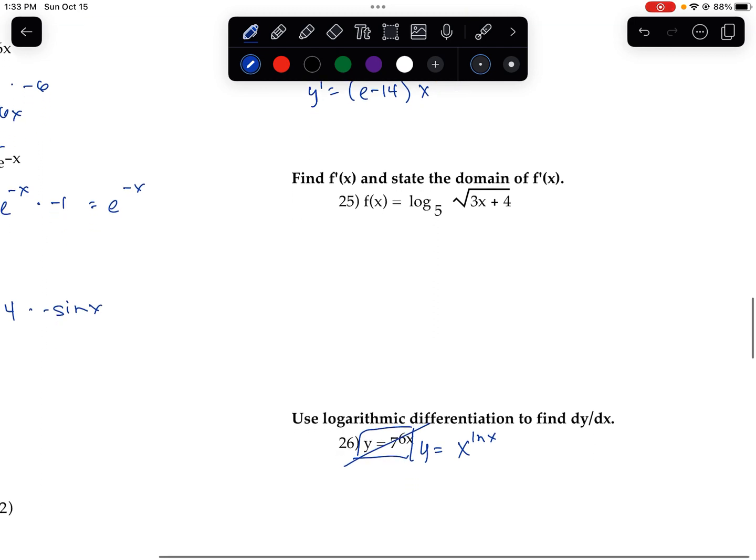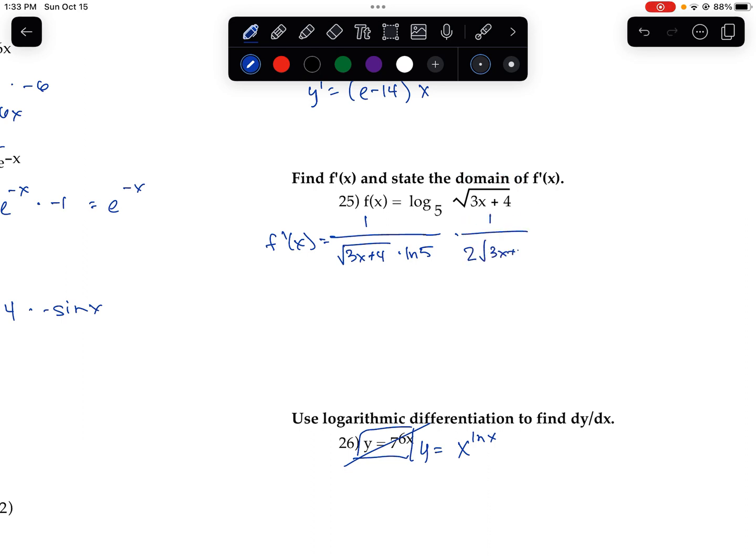Find f prime and state the domain. So f prime of x is going to be equal to 1 over the square root of 3x plus 4, times the natural log of 5, times the derivative of the inside, which would be 1 over 2 square root of 3x plus 4, times the derivative of the inside of that, which would be 3. And then you can simplify, because you can multiply these together, which would just be 3x plus 4. And then so you'll have 3 over 3x plus 4 times the natural log of 5.